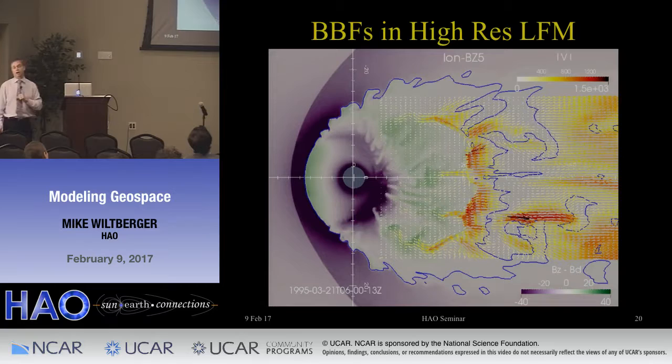fallen into a state that we commonly refer to as a steady magnetospheric convection interval in the simulation. The energy being input on the day side is being roughly balanced, in a dynamic equilibrium kind of a sense, with the energy that's being dissipated on the night side in the magnetotail.